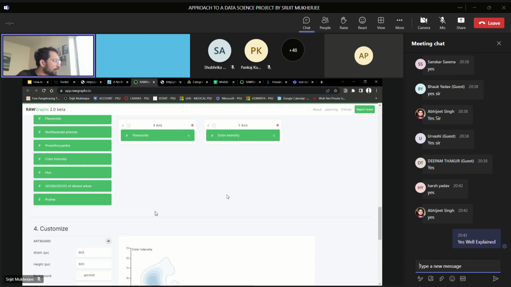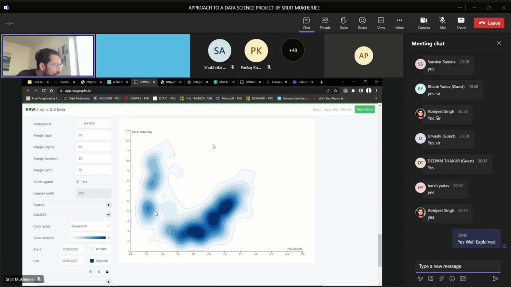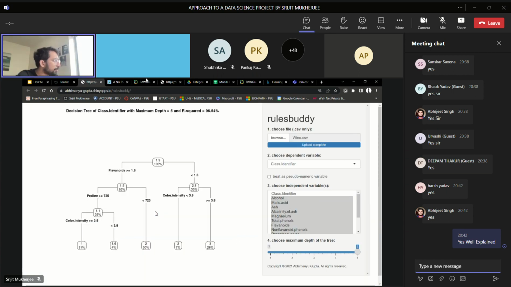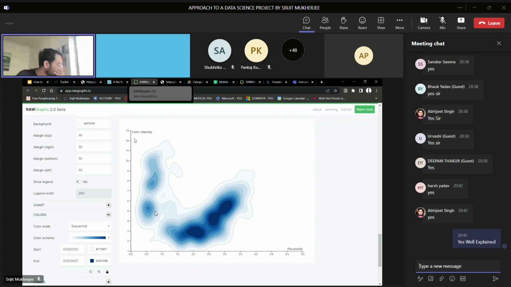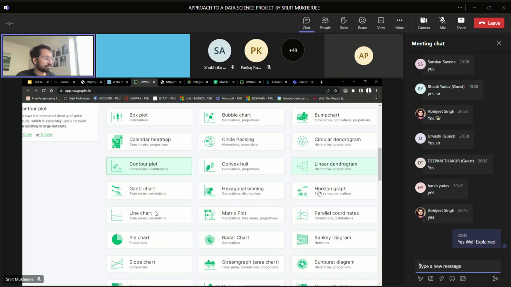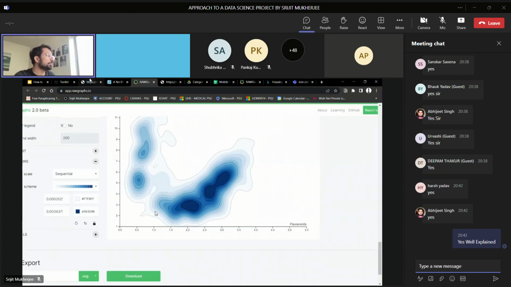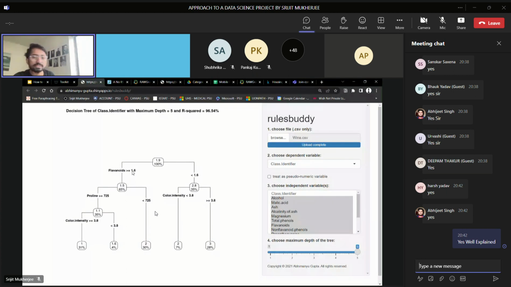The 3.8, 1.6, 3.8, yeah, got it. Okay, so let's again check this out. There are two behaviors out here. For flavonoids, you can see 1.6, there is a point where there's a decision boundary: greater than 1.6, less than 1.6. And for color intensity, less than 3.8, greater than or equal to 3.8.